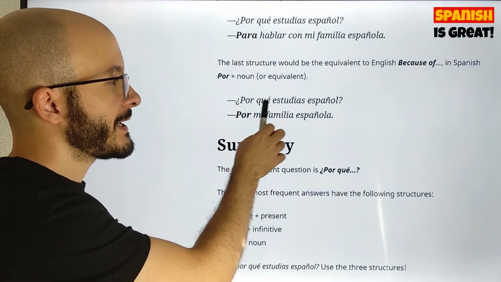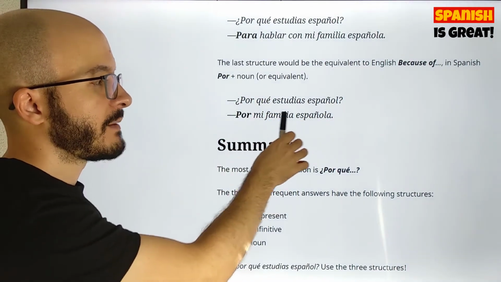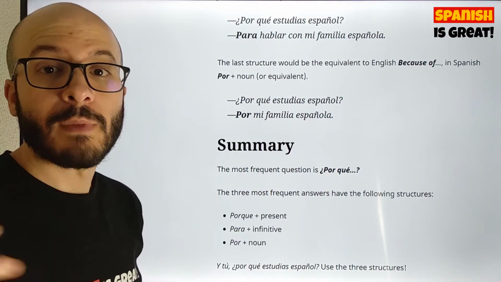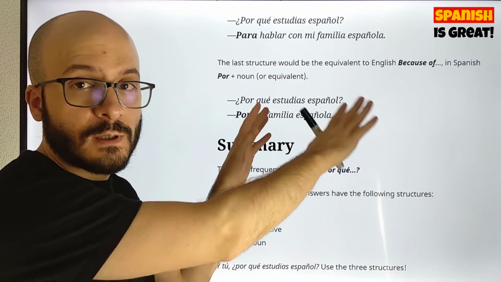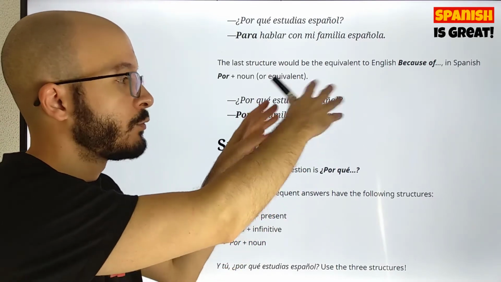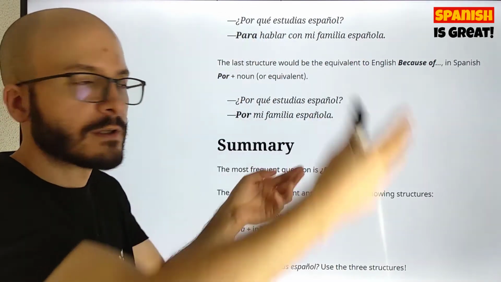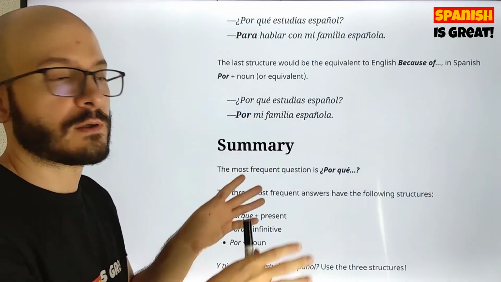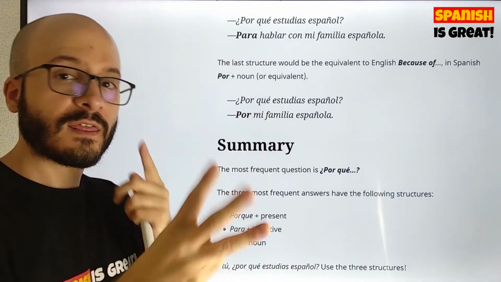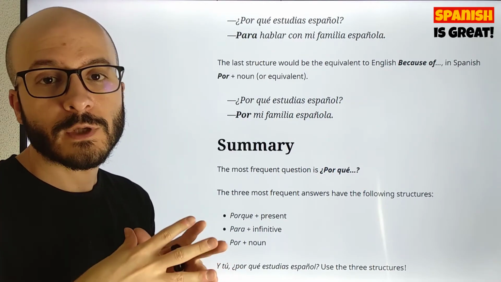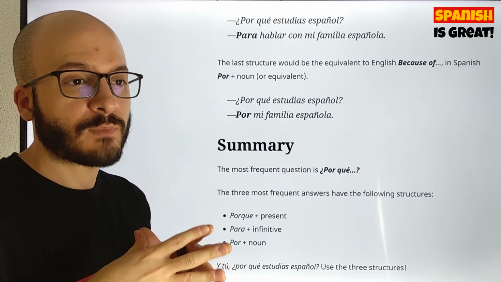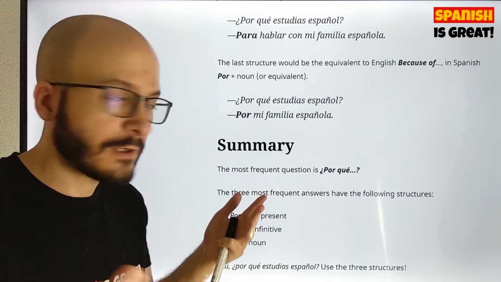So for example, ¿por qué estudias español? Por mi familia española. Because of my Spanish family. Okay? And we see that we don't have any verb here. No? So it's just nouns and adjectives, whatever, no? Nouns without verbs. Okay, so those are the three basic structures, the three basic ways in which we can answer why we do something, no?